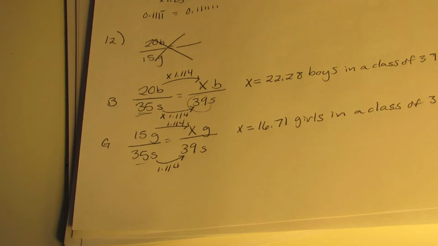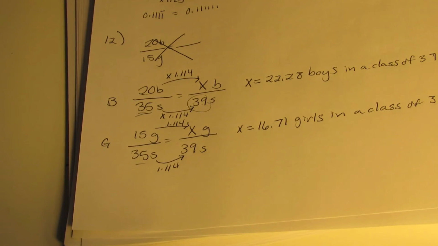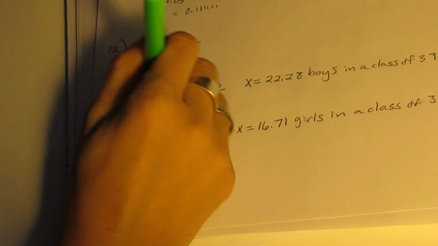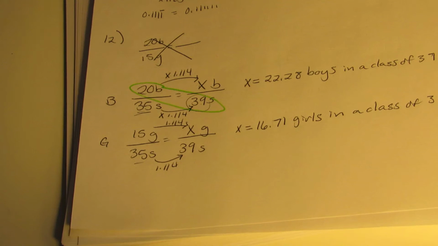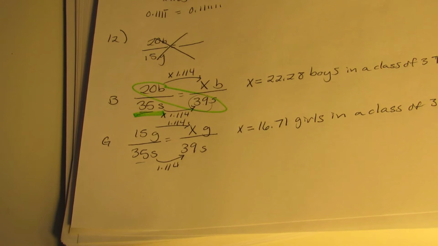Okay, so let's figure this out. We're going to cross multiply and divide by the unused number to see if we were right. So if I look at my cross multiplication, let me use a different color. The only two numbers I can cross multiply for the boys is 20 and 39. 20 times 39 gives me 780. So I divide by the unused number. I haven't used 35 yet, so divide that by 35. I get 22.28. So we were right, okay?